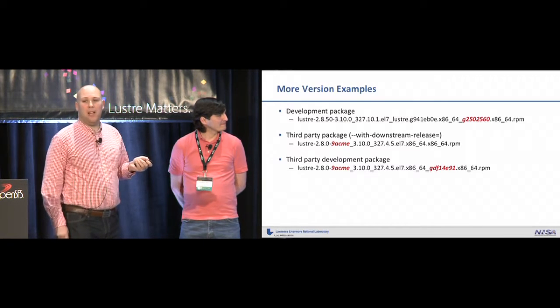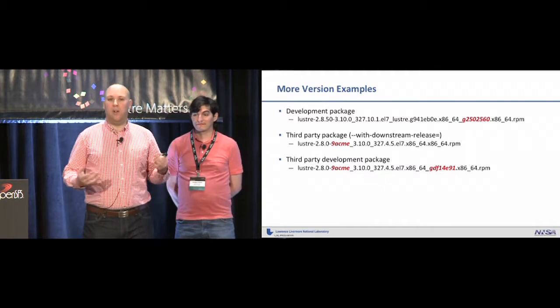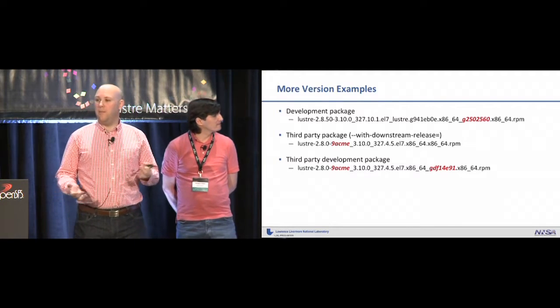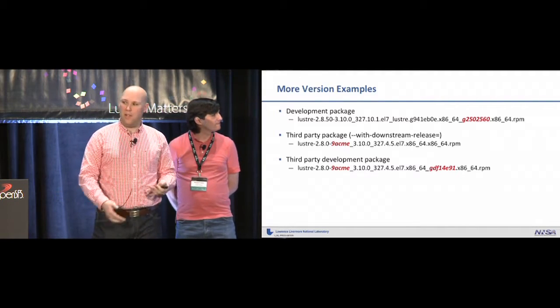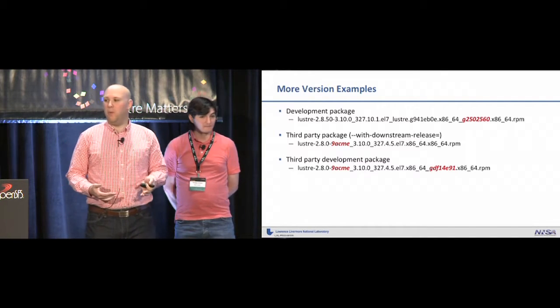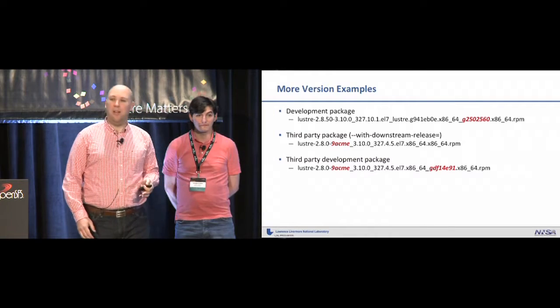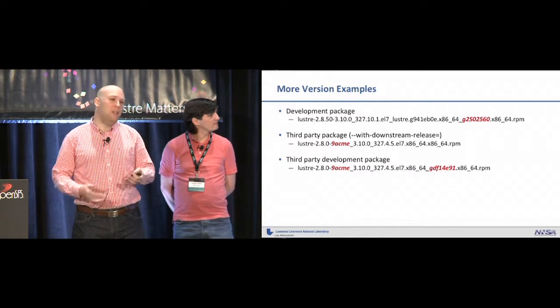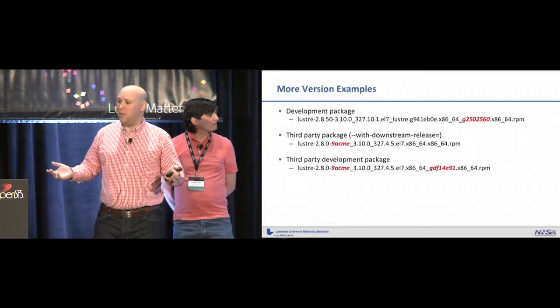And if you're a third party, like Livermore, or you're a vendor, and you're doing your own custom versions of Lustre, where you have your own patches that you're carrying, you want to somehow uniquely identify your releases. You don't want to have everyone putting out 2.8.1 and 2.8.2. Whose 2.8.2 is it? Which code are you running?